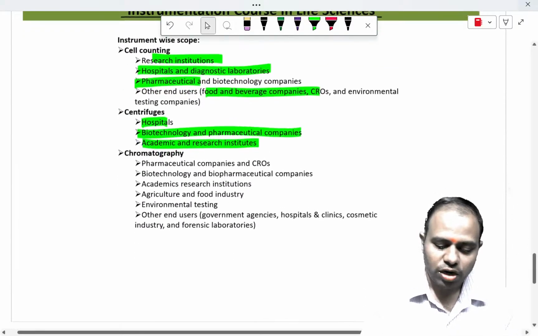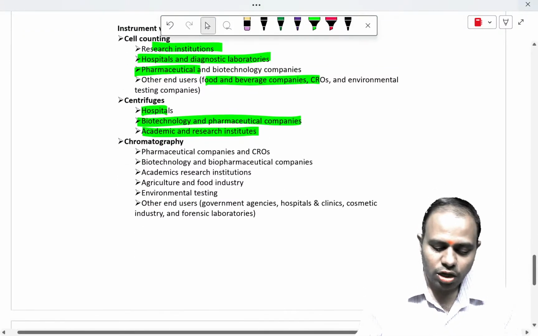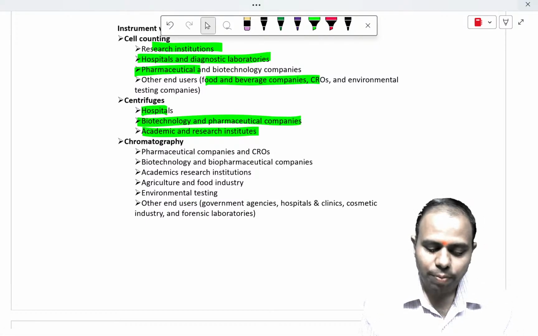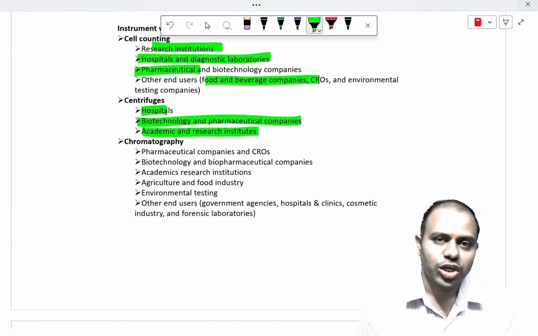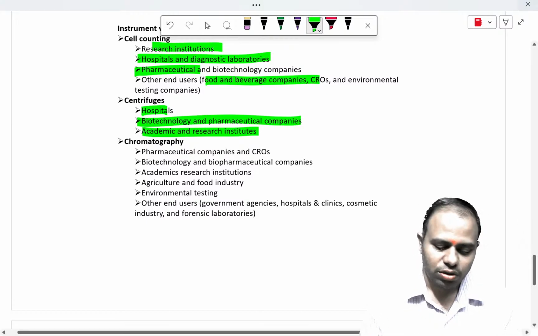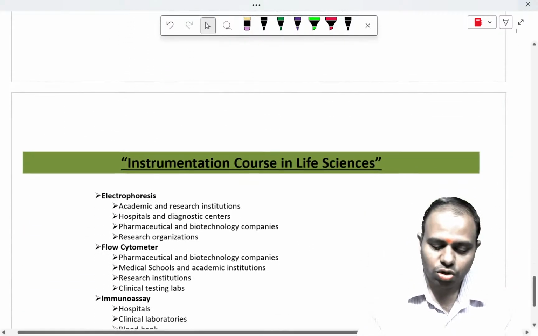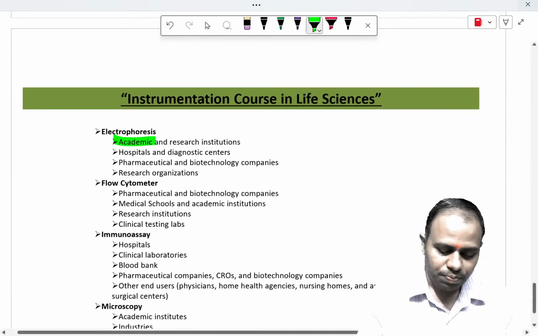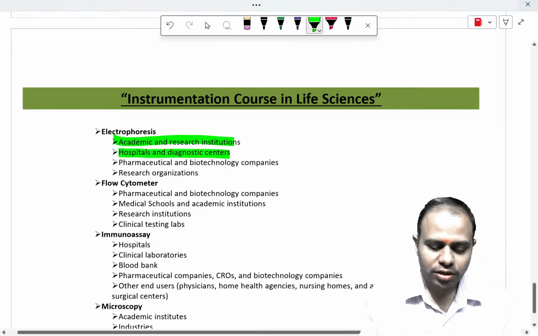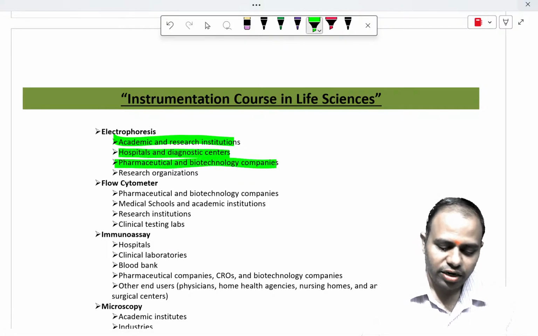Which instrument is chromatography? All types of pharmaceutical companies require chromatography for purification of substrates and all. Then academic research institutes, food industry companies, and environmental testing companies use chromatography. Then electrophoresis, obviously all types of diagnostic labs, academic research, diagnostic centers, hospitals, pharmaceutical industries, and biotechnological companies.